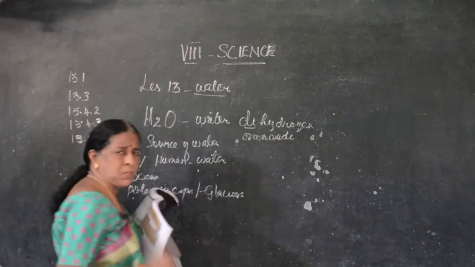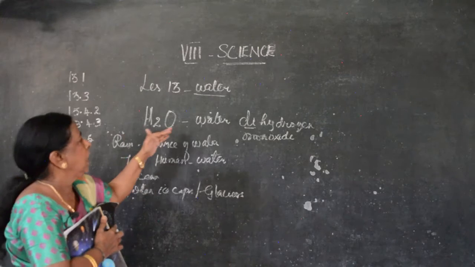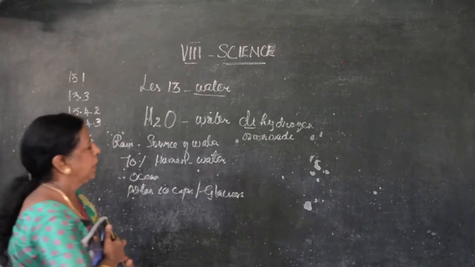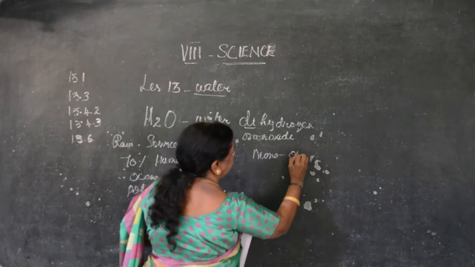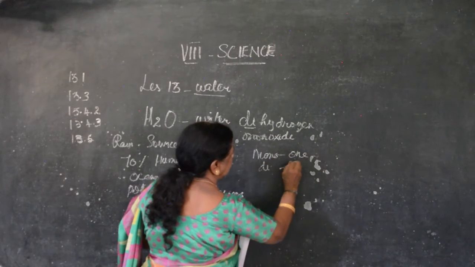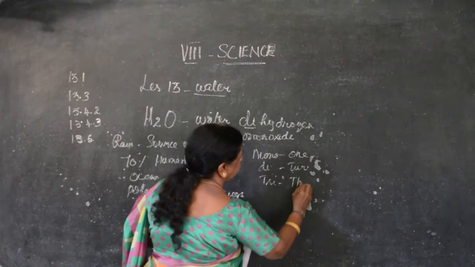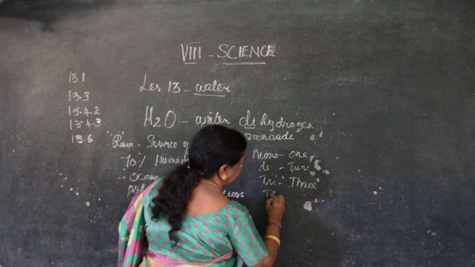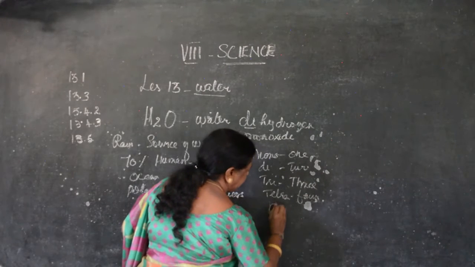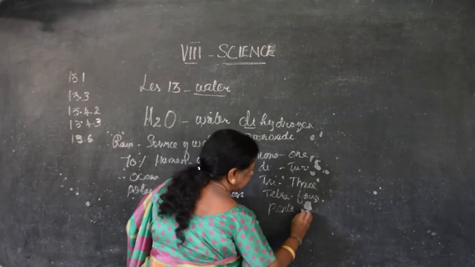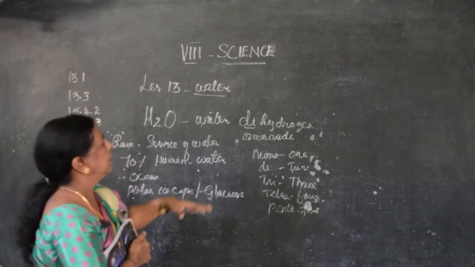Dihydrogen. Di means what? Two. Here see the formula. How many atoms of hydrogen? Two atoms. And monoxide. Mono means what? One. Di means two, mono means one, tri three, tetra four, and penta five. So here we say dihydrogen monoxide.